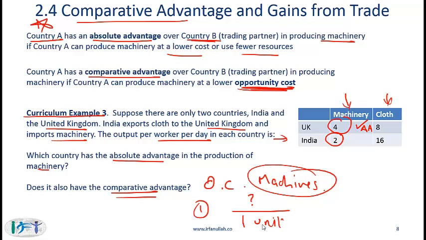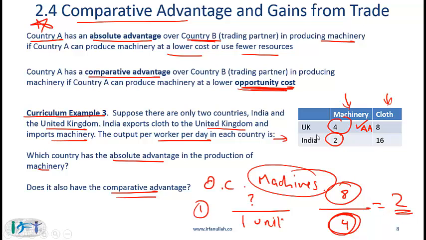To have 1 unit of machines, you need to have the number for machines in the denominator. Remember, whenever you have a fraction, the denominator represents 1 unit. So to have this 1 unit, you need to have machines in the denominator. So you put 4 over here, 8 over here, and you get 2. So the opportunity cost of machines is 2 units of cloth.